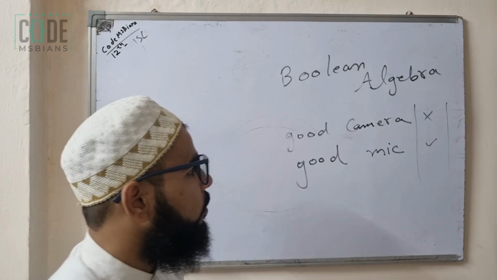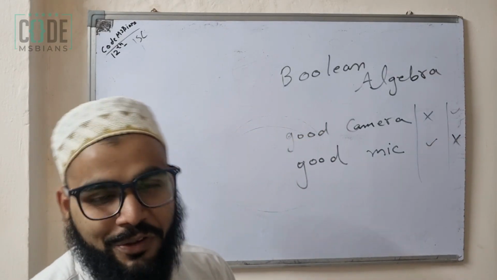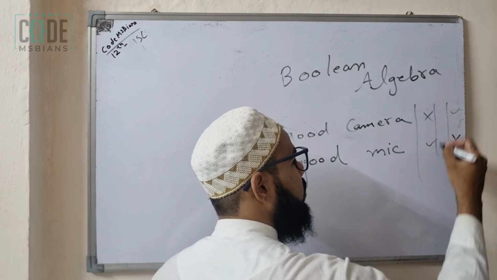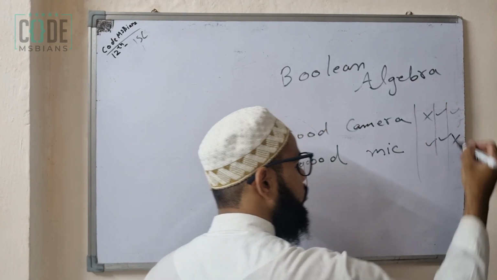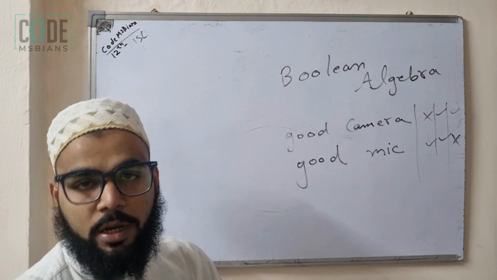Okay, you got a phone where the camera is good, but the mic is not that good. So again, you will not purchase, right? You found a phone where you have both things great, the camera is great and the mic is also great. For such a phone, you will definitely go for it because your requirement is fulfilled.